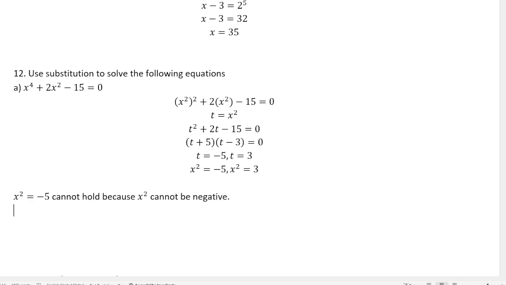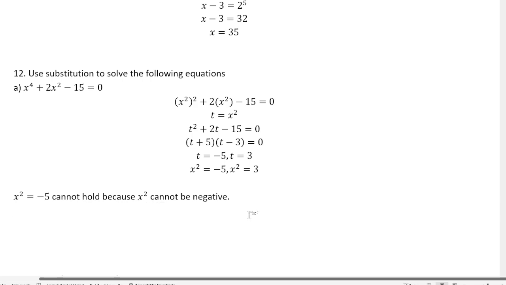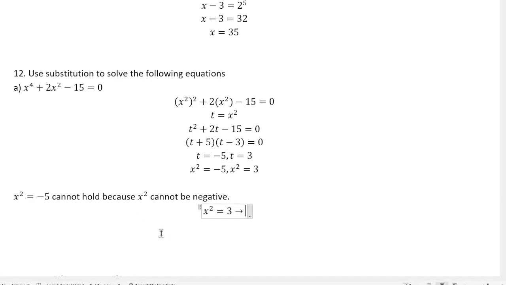Okay, if you take any real number and square it, 0 squared is the only case where you get 0, but every other case you get a positive value. You can never get a negative value, right? So the only case that it does work is when x squared is 3, and in that case you have x equals plus or minus square root of 3.